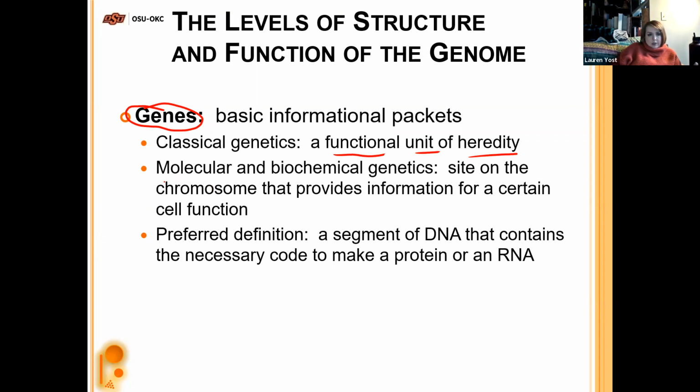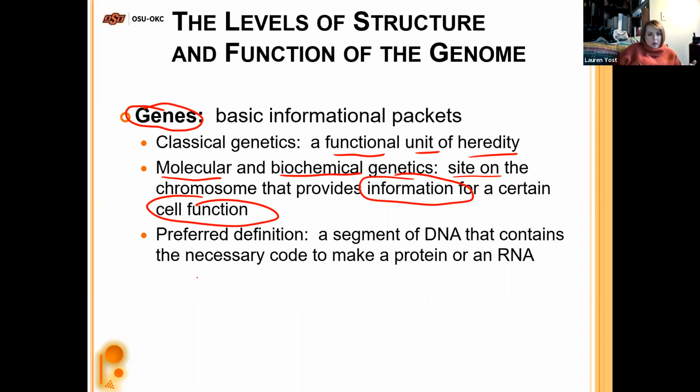So we can break this down now as far as molecular and biochemical genetics goes. Then we would be referring to specifically a gene being a site on the chromosome that provides information for a certain cell function. So it contains that information. It could code for a cellular function or a trait or something like that. So not necessarily so general as saying a functional unit of heredity. Now we're talking about information. It's coding for information for a specific function.